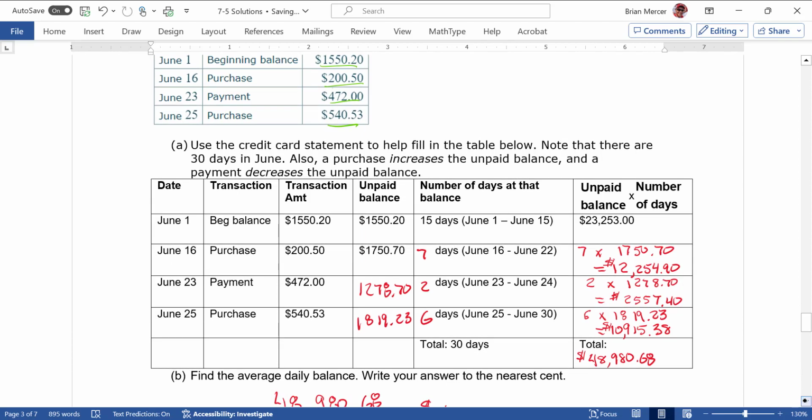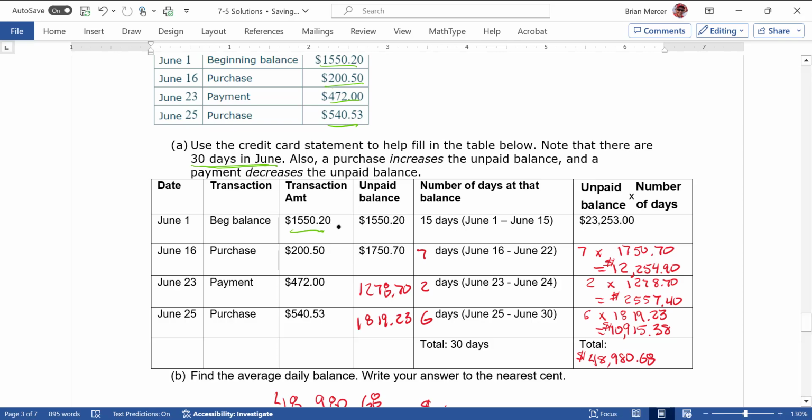Use the credit card statement to fill in the table below. There are 30 days in June, so by the way, pay attention to the number of days in your month as you do these. Some months have 30, some months have 31, and occasionally you'll get February with 28 or 29 days, and I don't think they give you any February questions just to avoid that headache. And so then filling in the blanks there.